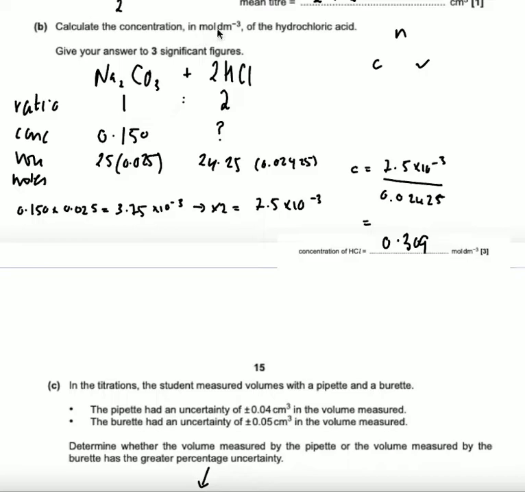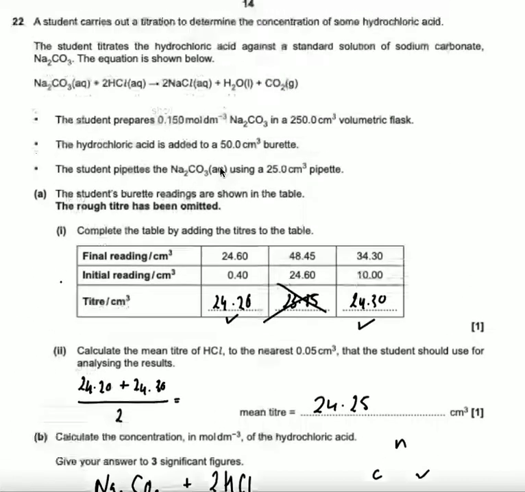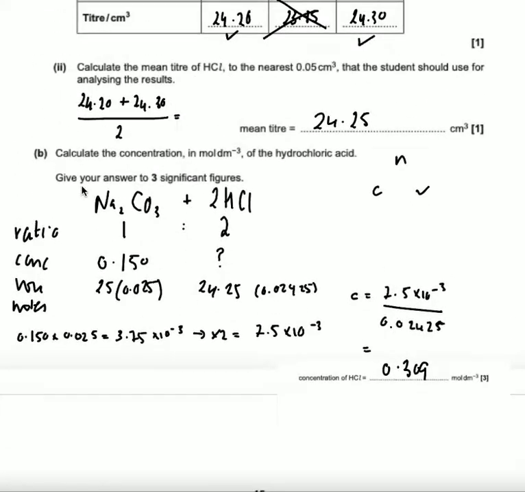Calculate the concentration in moles per decimeter cubed of the hydrochloric acid. Give your answer to 3 significant figures. Right, so whenever there's titrations and we have a lot of information, this is what I like to do. I like to draw a box.